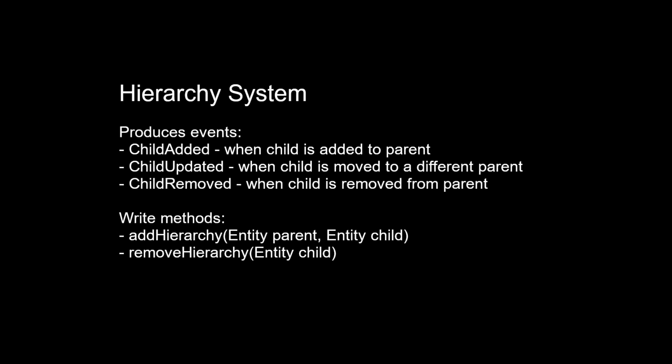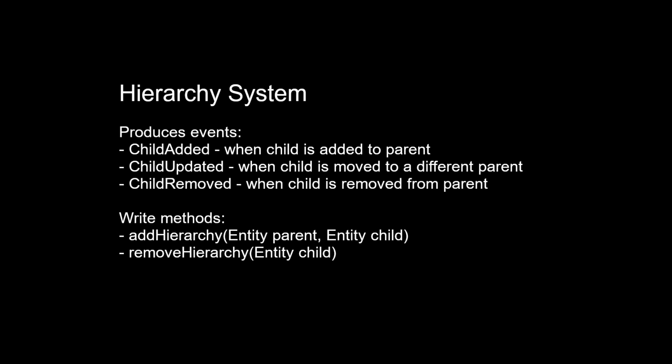Hierarchy system is responsible for keeping parent-child relationships between entities and to notify children of a change in their relationships. This system sends three types of events. Child added is fired to the child entity when it is added to a parent. Child updated is fired to the child entity when its parent has changed. And finally, a child removed is fired to the child entity when it has lost its parent relationship. Deleting a parent entity will also delete all children and other descendants.